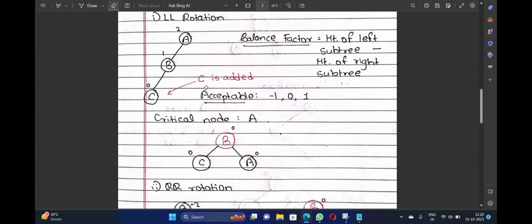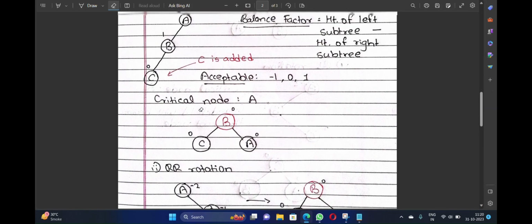So we have added C here. Because of C, the balance factor has changed. I'll be explaining to you how the balance factor changes when we add a node, and what the balance factor is. If C is not there, then B will be the only element present here, A and B. So B will have balance factor 0 and A will have balance factor 1, and there will be no critical node present.